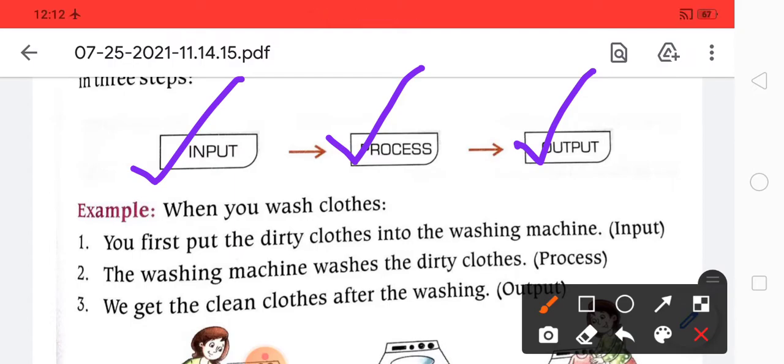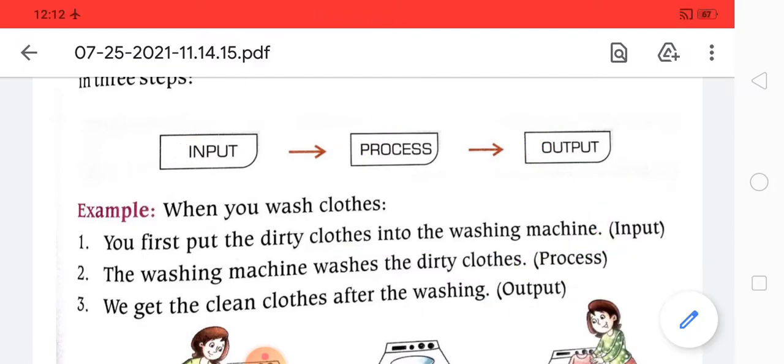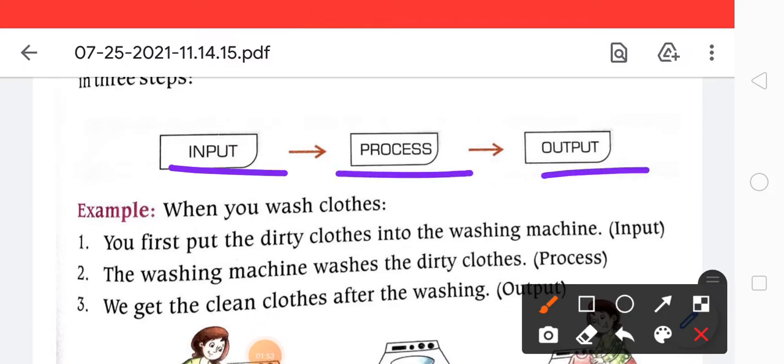When you wash your clothes, 3 steps are involved. You first put the dirty clothes into the washing machine. This process is known as input. Then the washing machine washes the dirty clothes. This is the second one, the process. In the third one we get the clean clothes after the washing, and this is known as output. So the whole process consists of input, process and output.